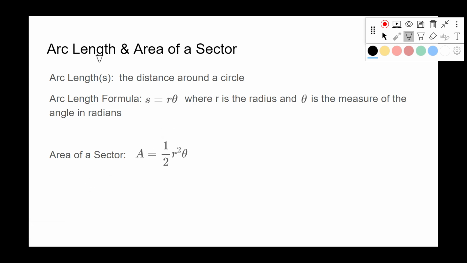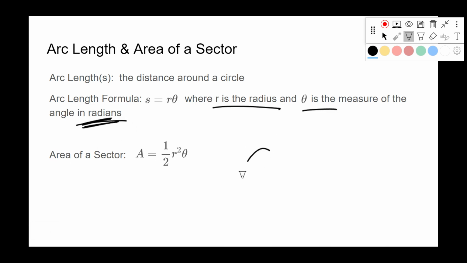All right. So now, arc length and length of a sector. Okay. Arc length is the distance around a circle. It's like the perimeter of a circle. The arc length formula, where S represents the arc length, is S equals r times theta, where r is the radius of the circle and theta is the measure of the angle in radians. Okay? It has to be in radians. If it's in degrees, you have to convert it.